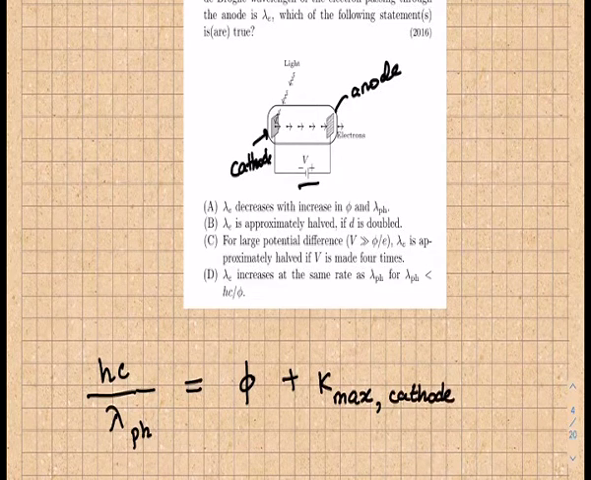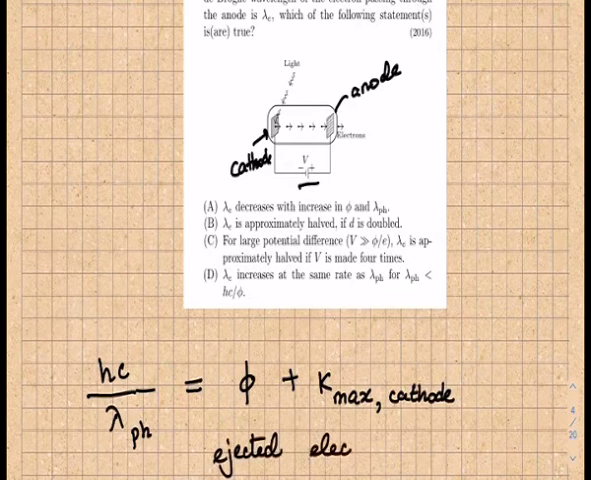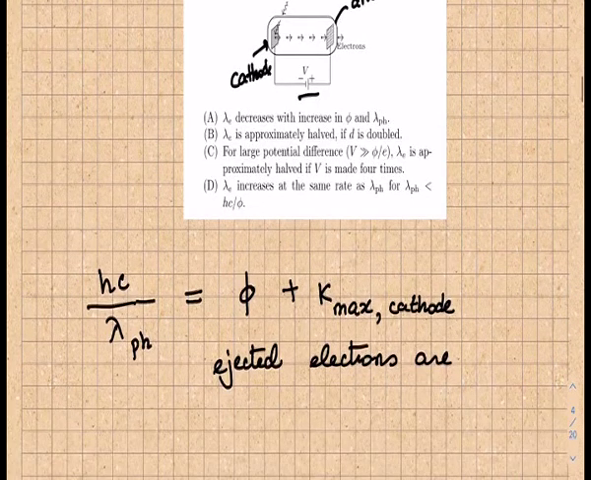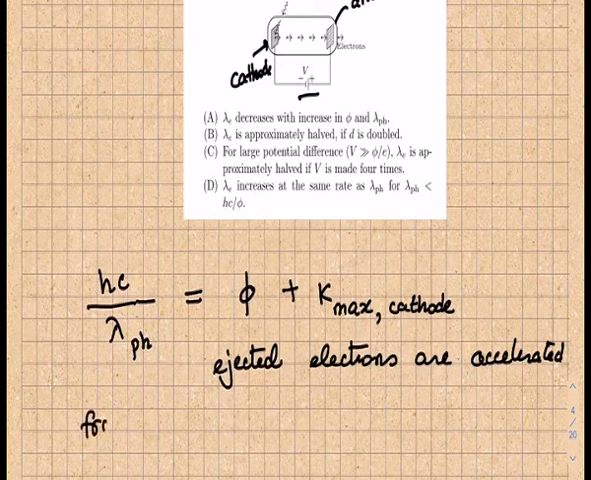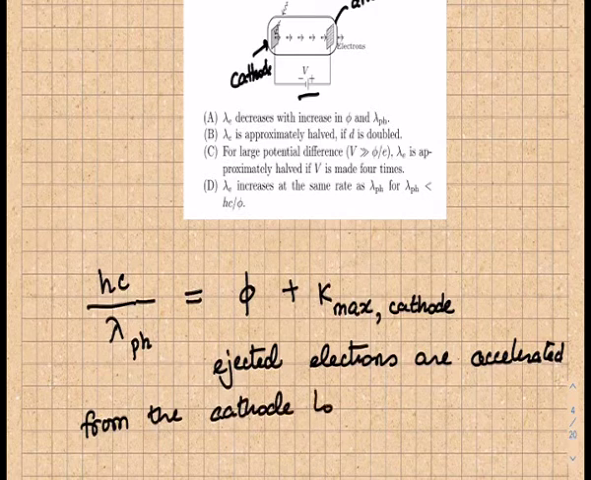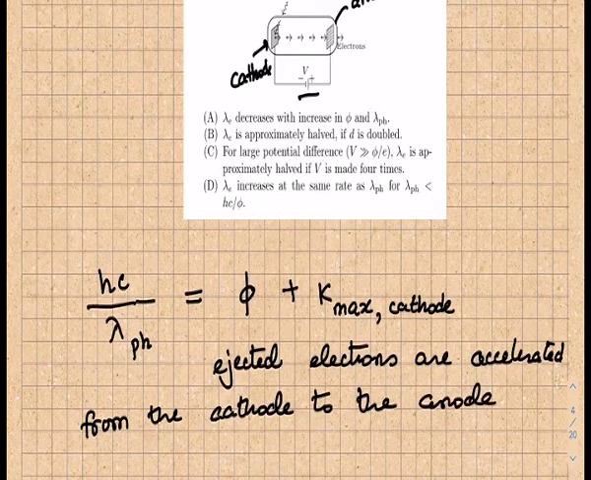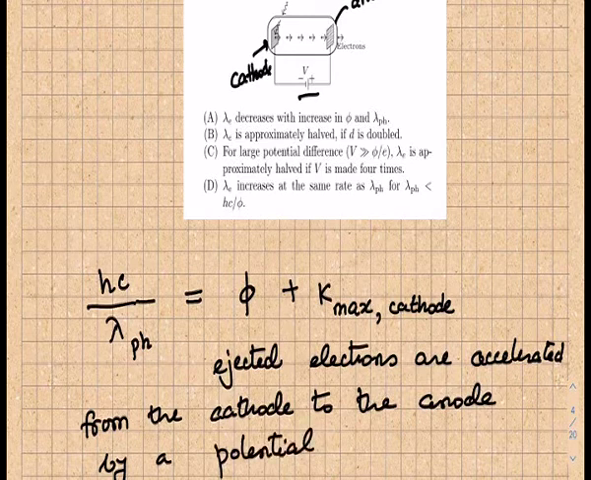So this is what. Now what is happening is that these ejected electrons from the cathode are accelerated from the cathode to the anode, right? From the cathode to the anode by a potential V.